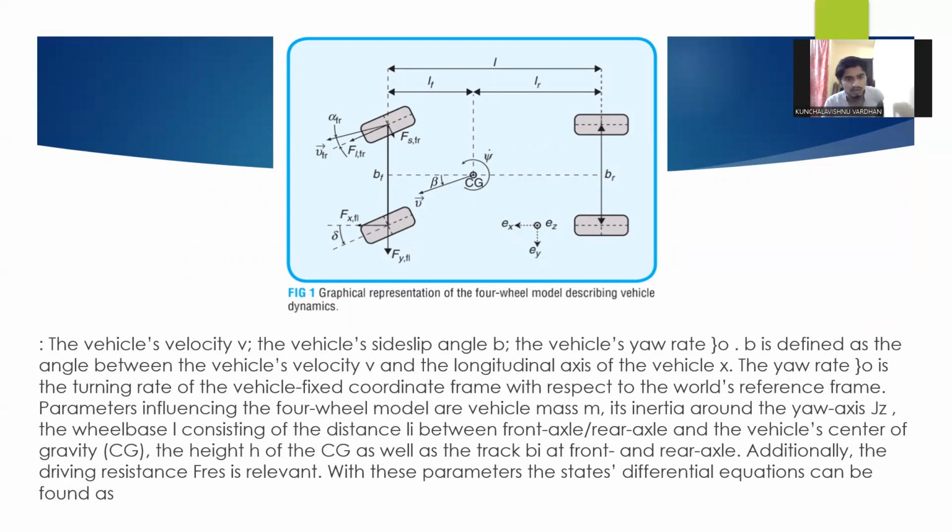Parameters influencing the four-wheel model include the vehicle mass and its inertia along the yaw axis. The vehicle wheelbase consists of the distances l_f and l_r between front axle, rear axle, and the vehicle's center of gravity. The width of the axles is usually given by the track. Additionally, the driving distance is relevant to parameters illustrated differently.